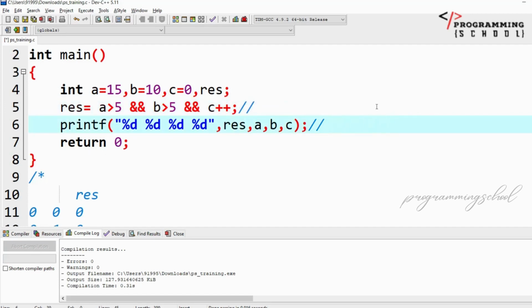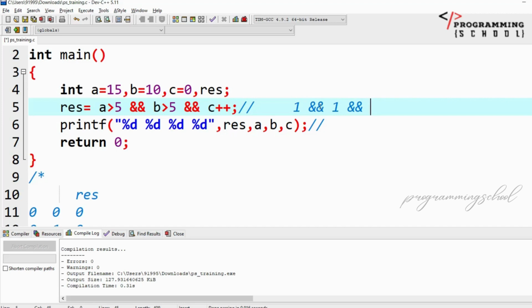How is it going to work? What is A's value? The first expression is 15 is greater than 5. Is it true or not? Yes, it is true, so that is 1. And the B value: 10 is greater than 5. Yes, that is also true, 1. And moving to the next expression.